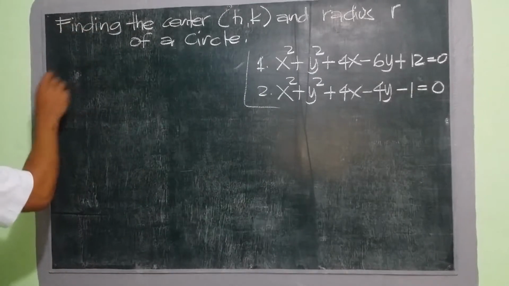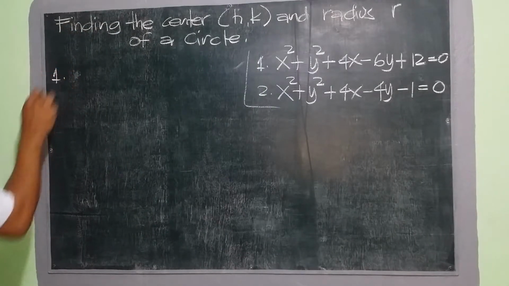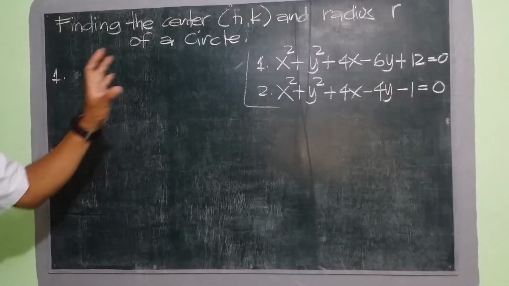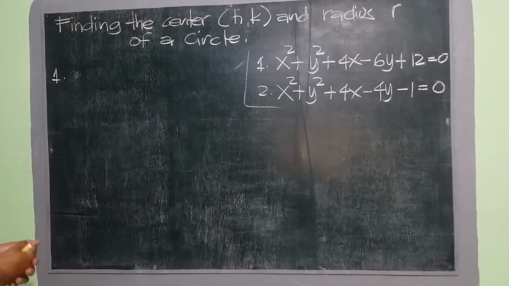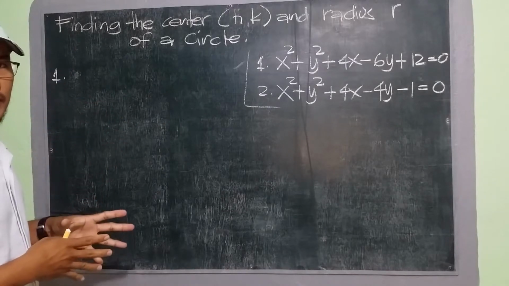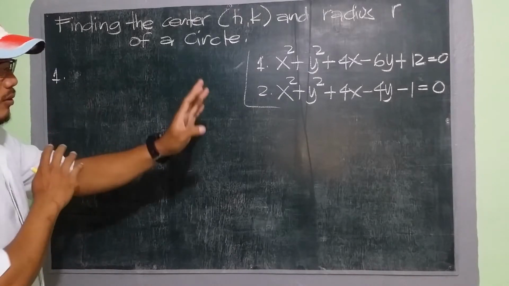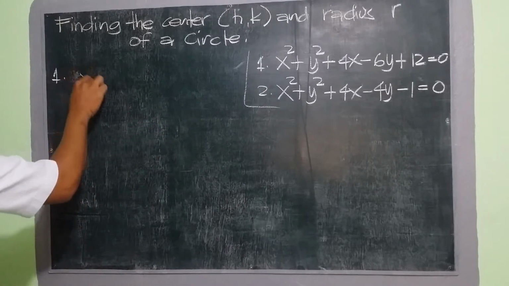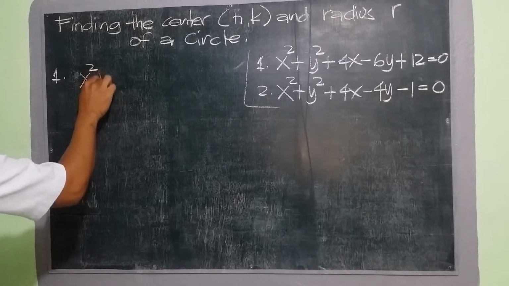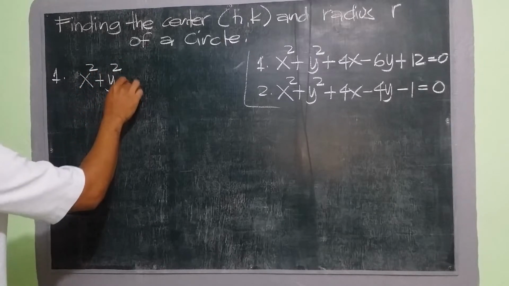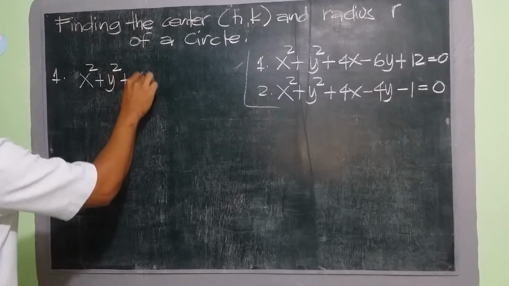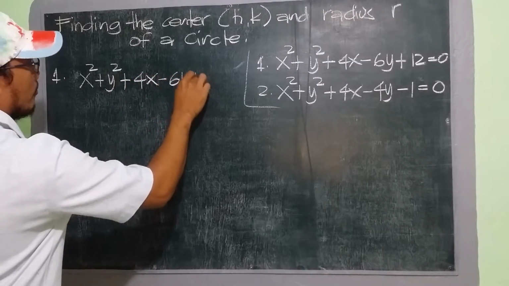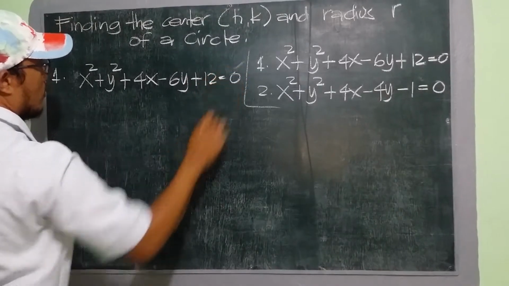So we're going to solve it here. So basically, number one, we're going to rearrange the given, and then we complete the square. We transpose those constants on the other side of our equation. So we will have this one, plus y squared, plus 4x minus 6y, plus 12 is equal to 0.